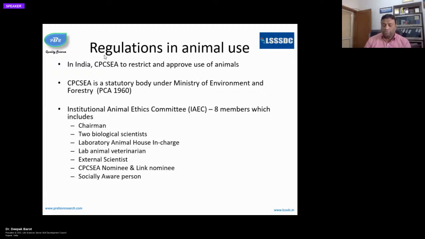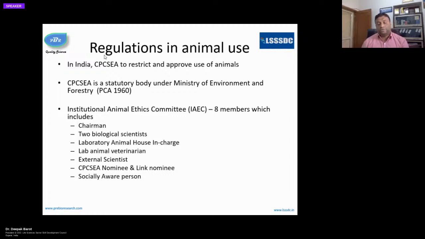For laboratory animals, the IAEC of each institute has the right to take a decision to approve or disapprove a protocol. If your protocol involves usage of higher species of animals, be it monkey, chimps, or dog, then the IAEC will review the protocol and forward it to the Committee for Large Animal Experimentation under CPCSEA in New Delhi.